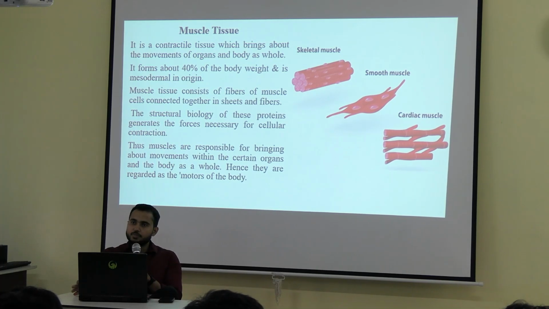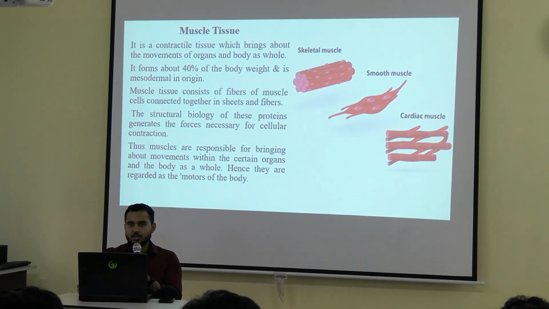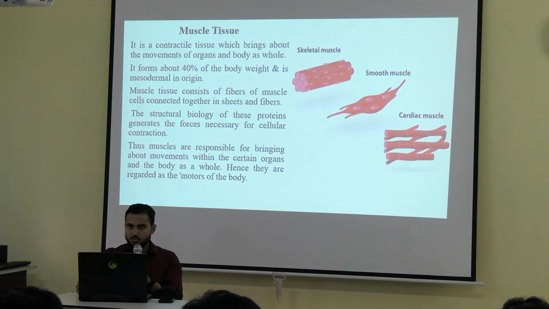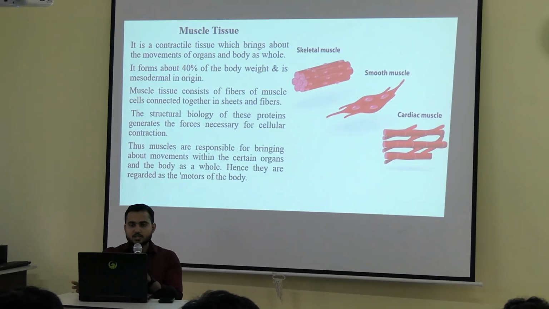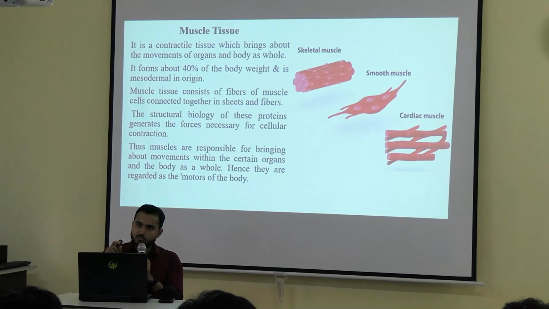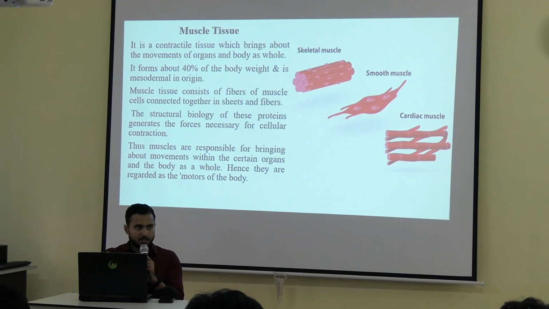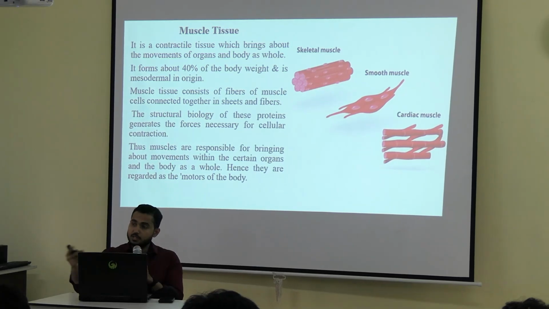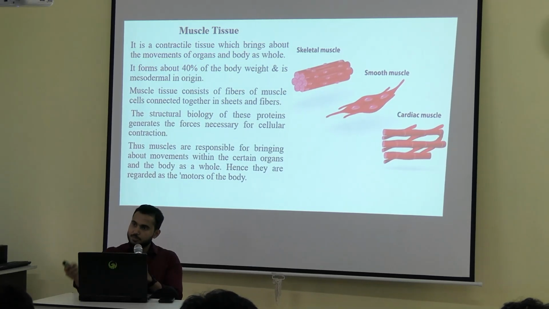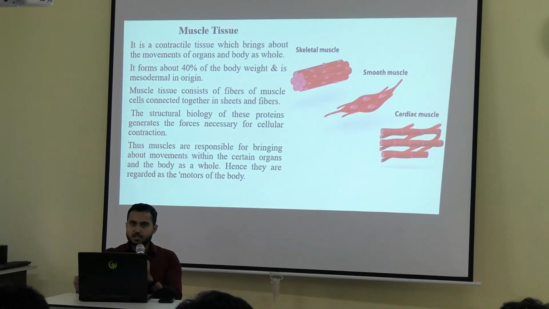Now 40% of the body weight is made up of muscle, and mostly muscles are mesodermal in origin. Mostly, not all. Next, muscle is a tissue. Tissue means cells will be there. Any tissue you take, it has cells. Please keep it in mind. When you study the nervous tissue, there also cells will be there, neurons will be present.